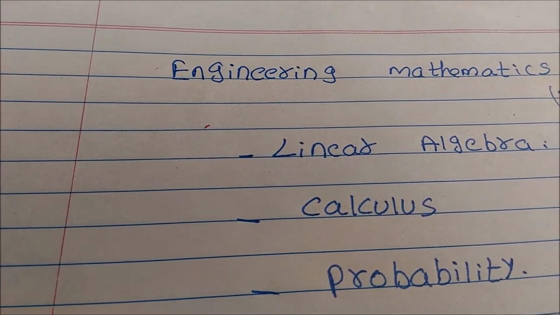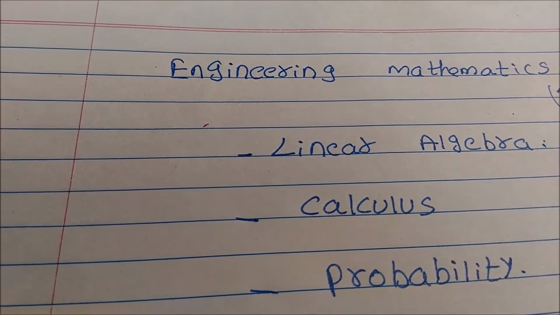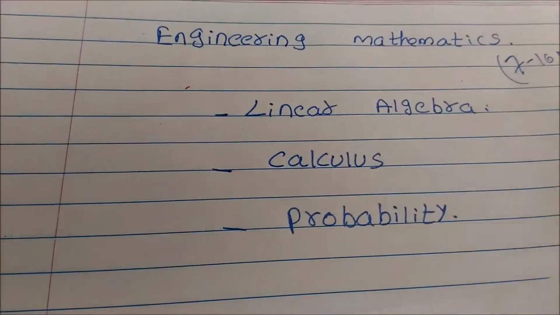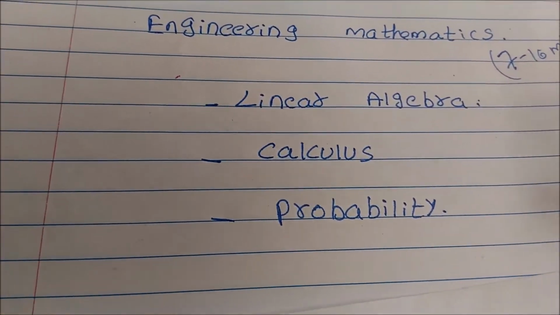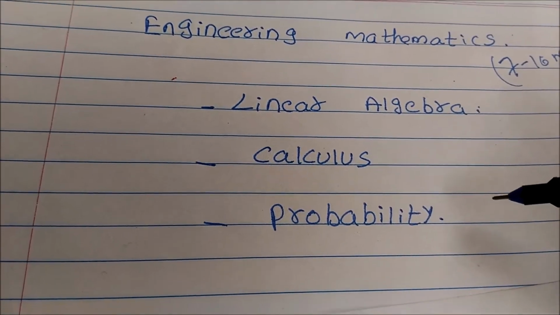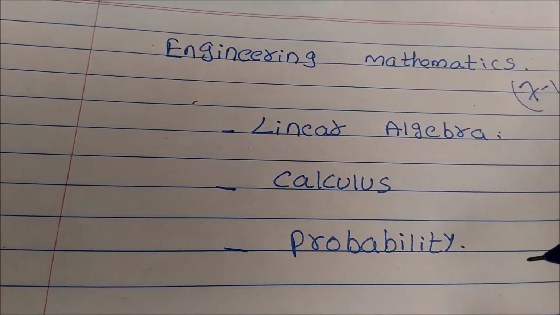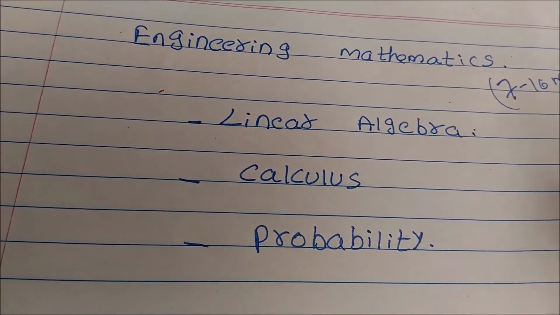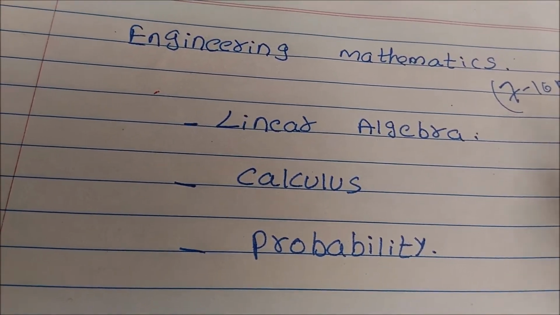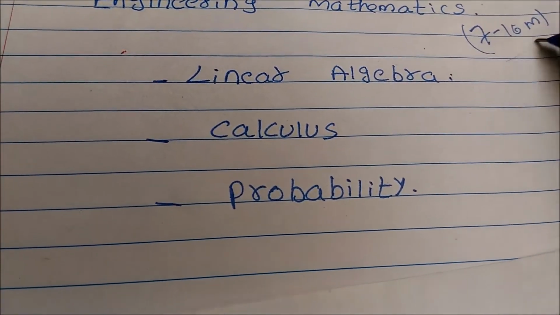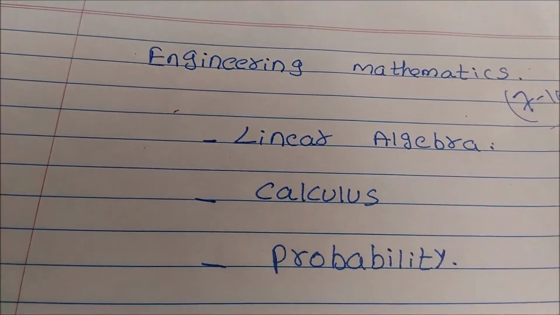Today I'm going to cover some important topics related to engineering mathematics. As you can see: linear algebra, calculus and probability. These are the topics we are going to cover in this tutorial. These topics mainly come up for 7 to 10 marks, and trust me, it's very easy to score.